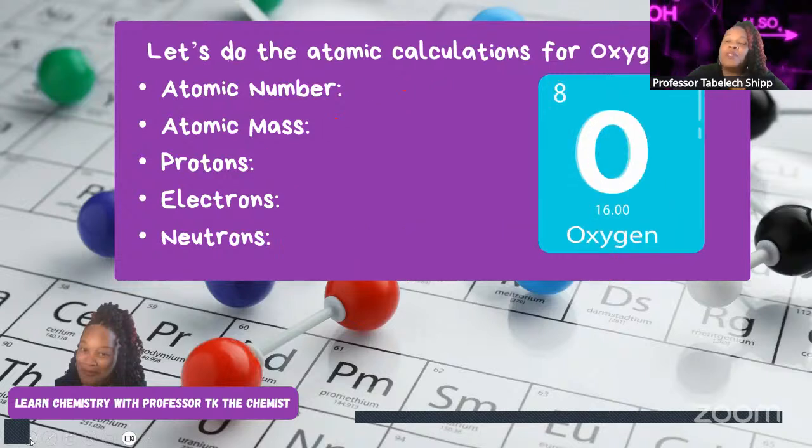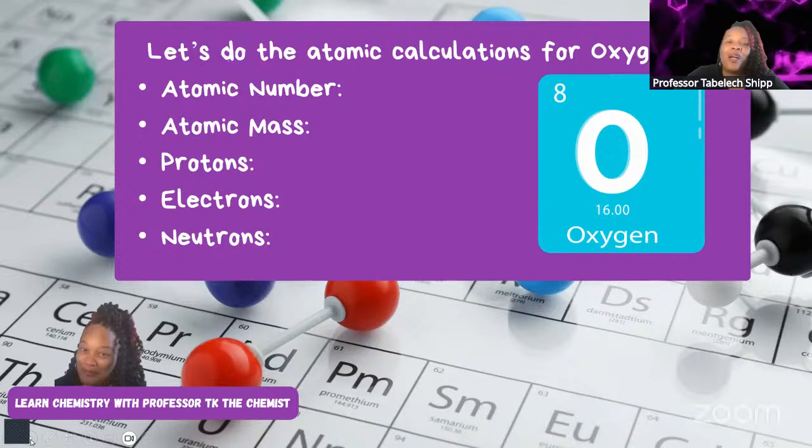This next one is on you for oxygen. I'll give you a moment to complete this one. I want you to tell me in the chat box what you think the answers are for this next example for oxygen. If you are able to hear me, make sure that you all are able to participate and tell me what you think the atomic number for oxygen is in this example.